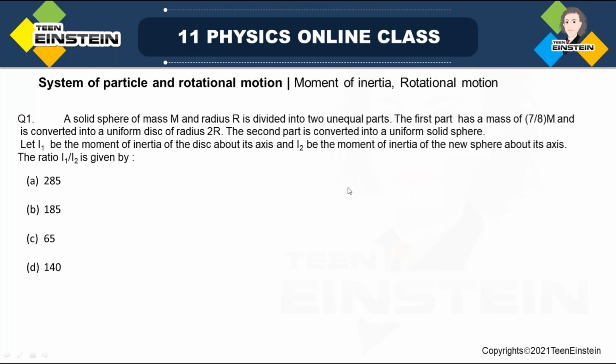Very good evening, students. Today we are continuing the chapter System of Particles and Rotational Motion. Here today we have picked up numerical problems from moment of inertia and rotational motion. This particular section, and these questions, as I have been mentioning, are actually picked up from JEE Mains previous papers. So let us start our discussion today.